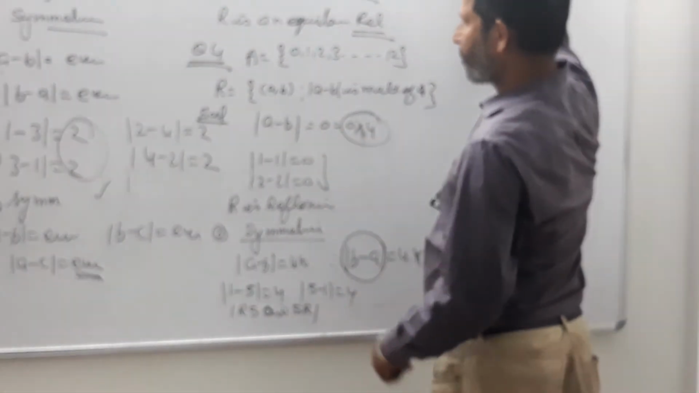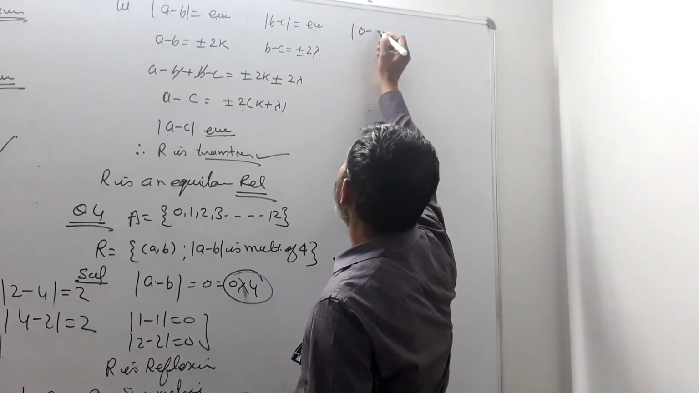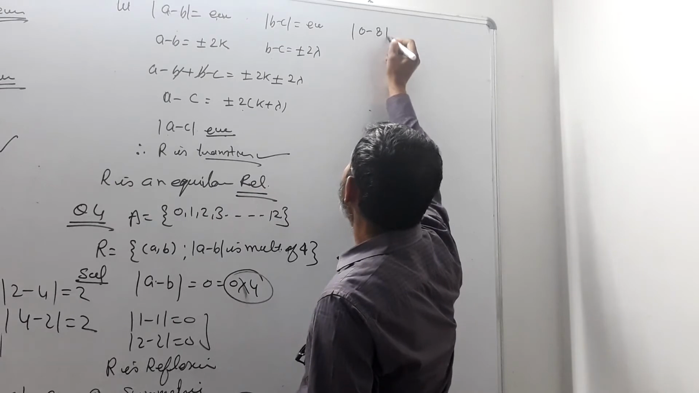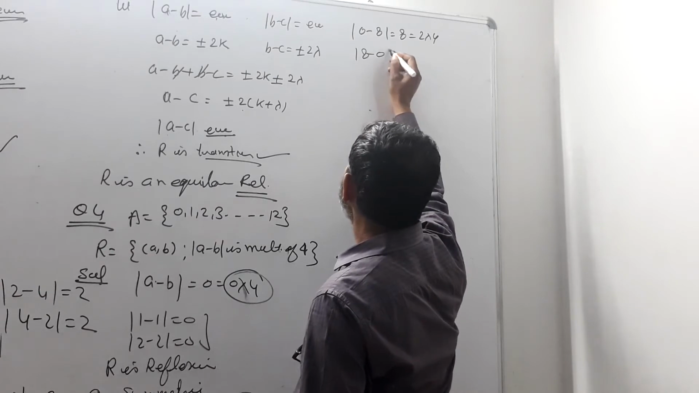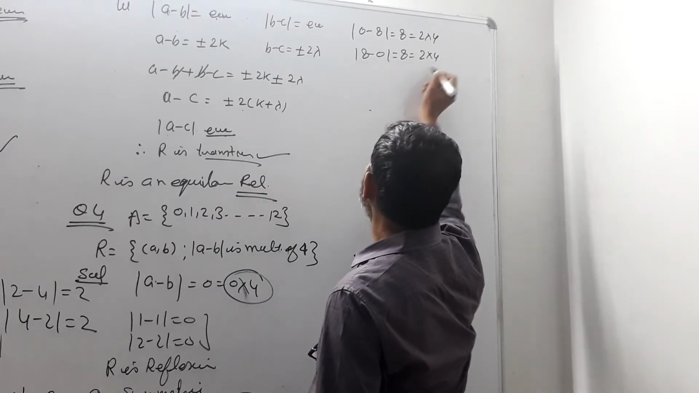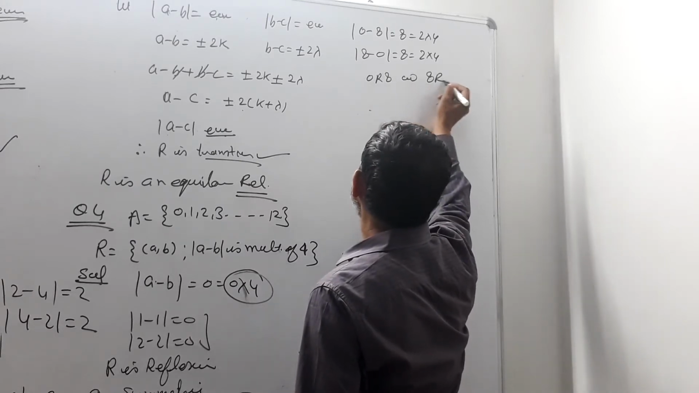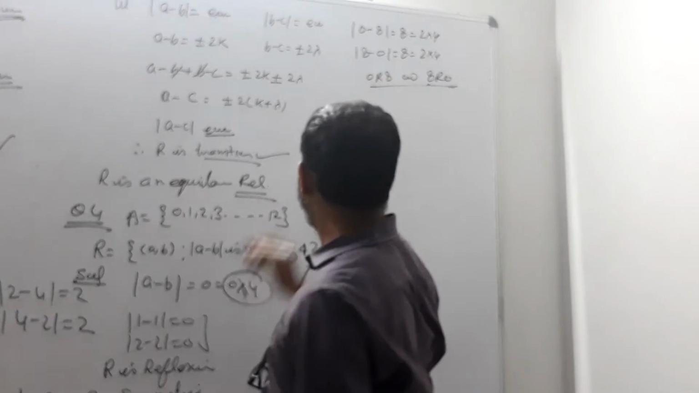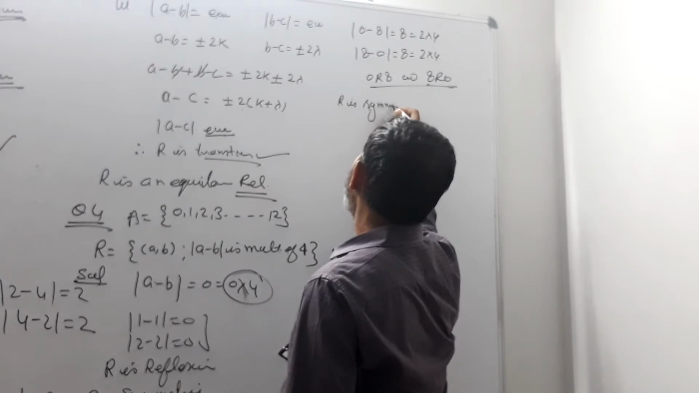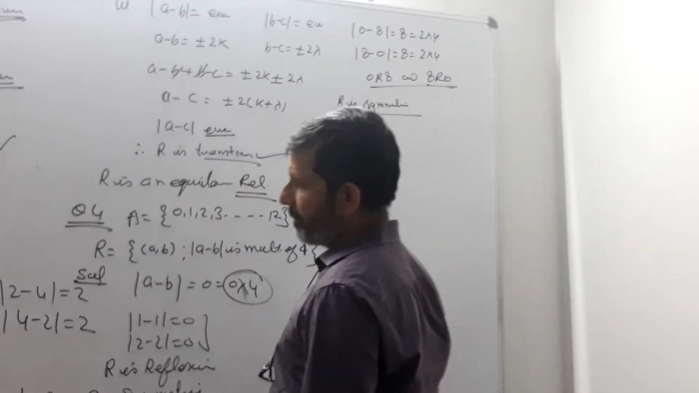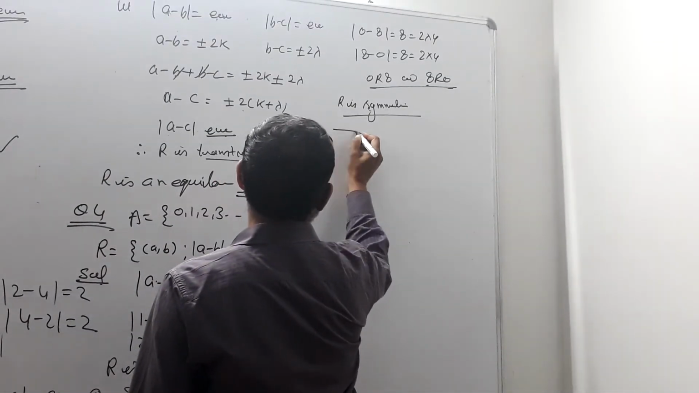Similarly, 0 minus 8, that is 2 times 4, or 8 minus 0, 8, that is 2 times 4. Therefore, 0 is related to 8 and 8 is also related to 0. Therefore, R is symmetric. Third part, and the third part is very important for this, that part is transitive.